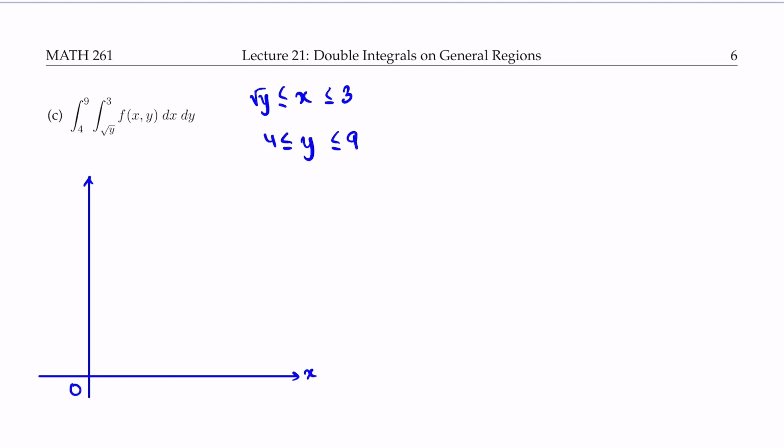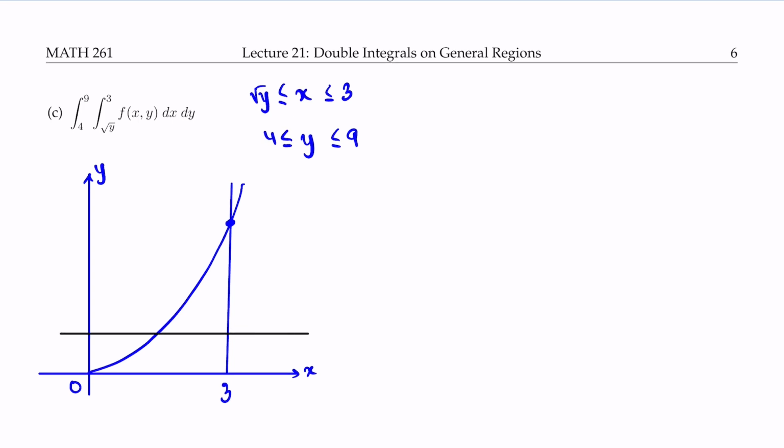This is x, this is the origin, this is y. So the function x equal to square root of y, or y is equal to x squared, is the parabola. And at the same time, x is bounded above by 3. So x equal to 3 in this case. And you have y bounded between 4 and 9. So here is 4, so y equal to 4. And here is y equal to 9. And this is the region under consideration.